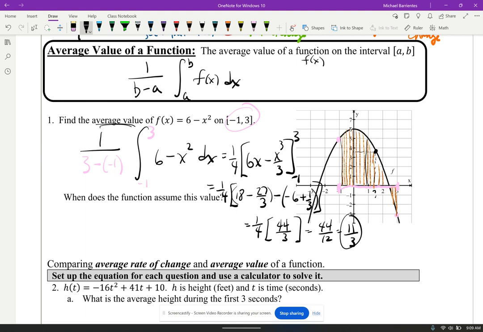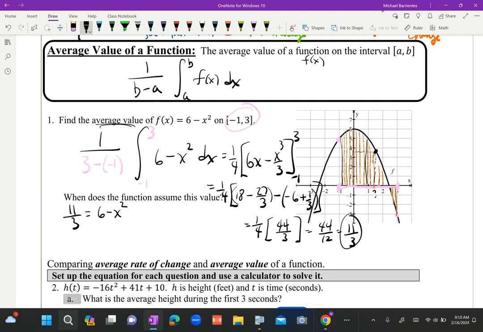And that's the second question that's given here. When does the function actually assume this value? When does it produce this value? So to figure that out, we know the y value, we have the equation, so let's solve for x. I'm going to add the x squared to this side and subtract the 11 thirds from the other side.